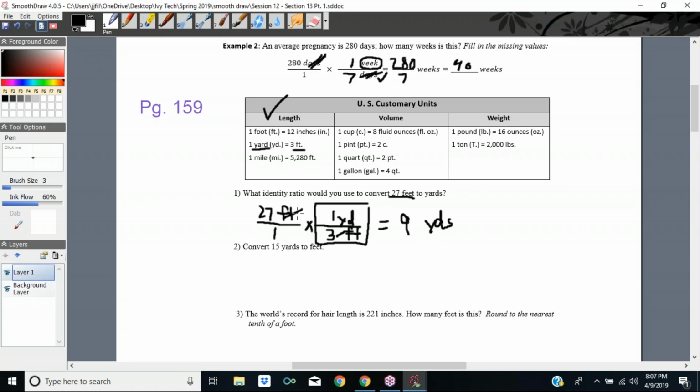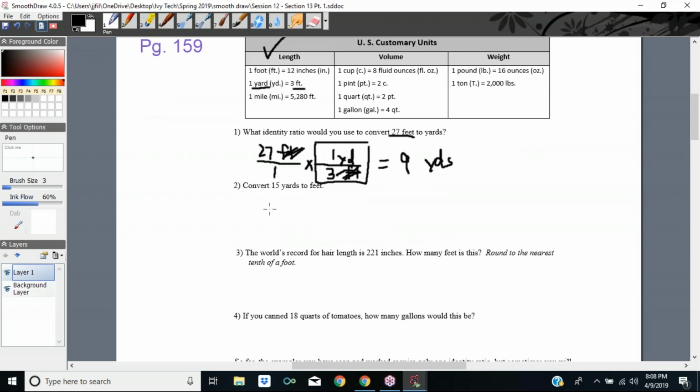And when you do this, you want to make sure you include the units, because the units, feet, yards, that's what's making this all make sense. That's what makes the numbers make sense, because that tells us if we have things in the right places. So we're using 1 yard over 3 feet because we want the feet to cancel.